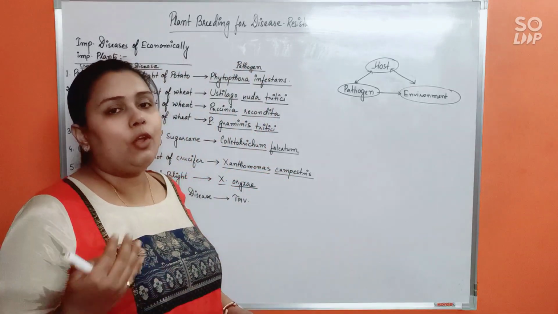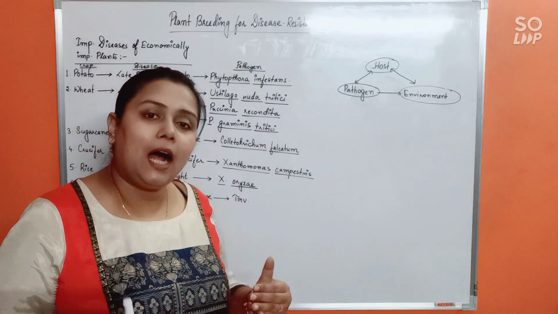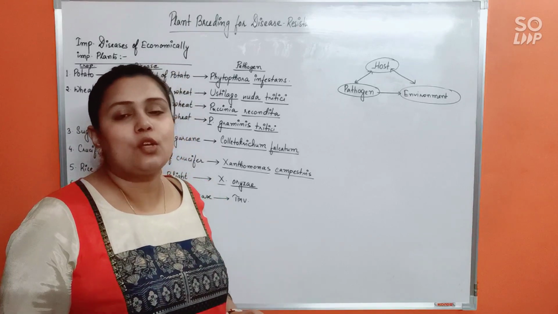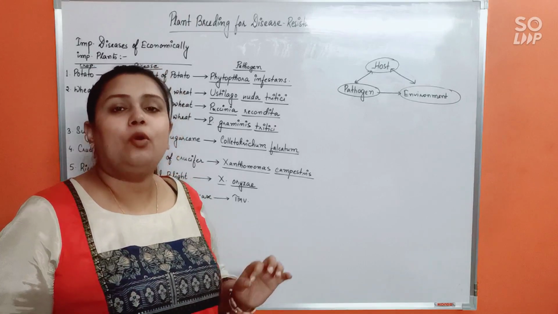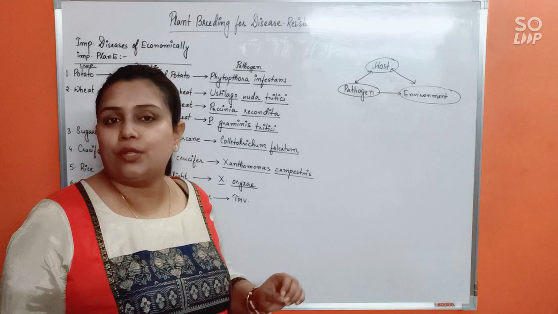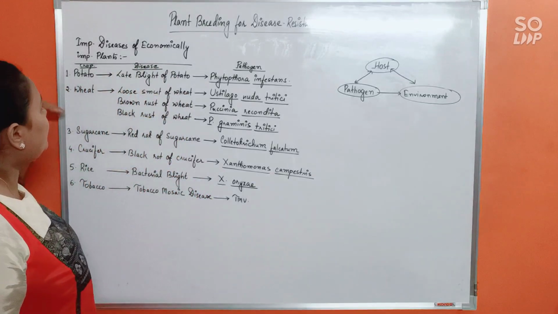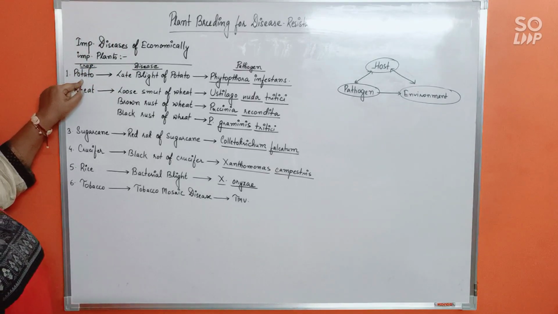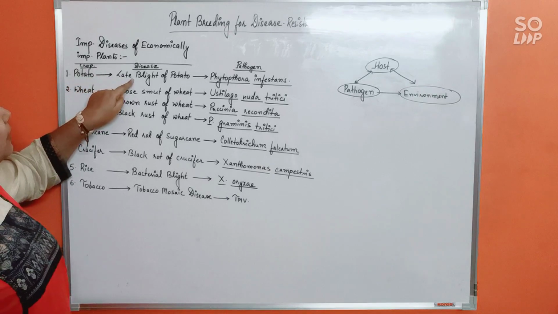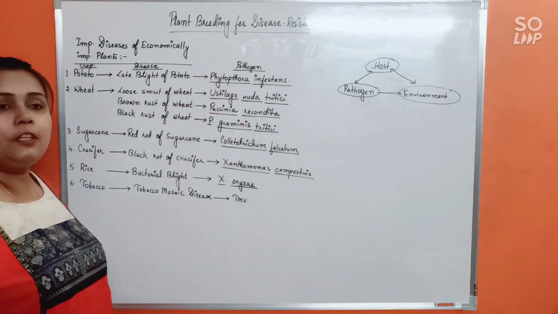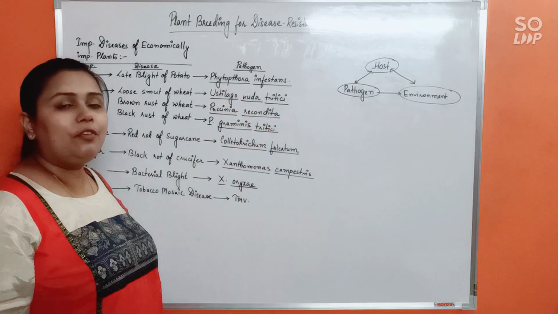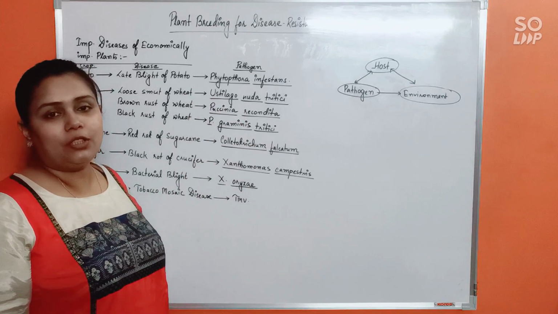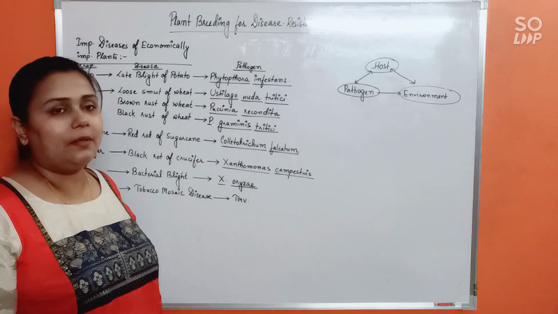Before I discuss how exactly plant breeding for disease resistance is done, you must first make a list of important crop plants and the important diseases caused in them. This is the list: important diseases of economically important plants. First is potato. The disease in potato is late blight of potato, caused by a fungus, Phytophthora infestans. You might remember that these examples are very common, and you have already covered them in the biological classification chapter, isn't it?